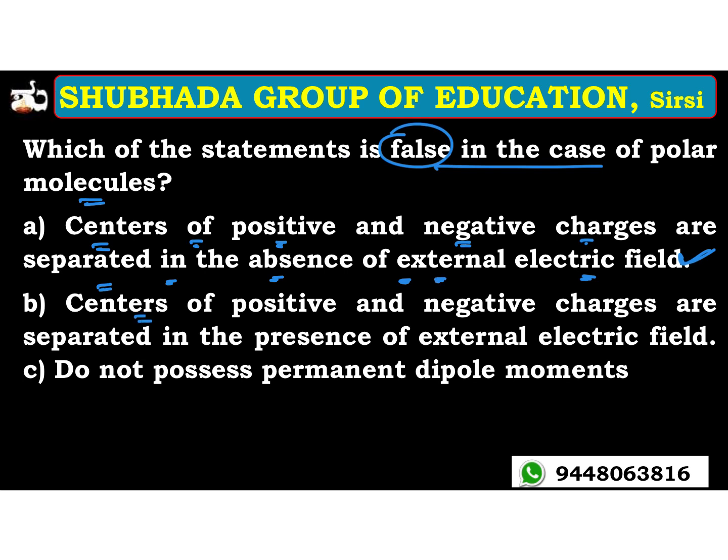Similarly, the centers of the positive and negative charges are separated in the presence of external electric field. Here it is the absence as well as presence. Both are true. There should be separation in the centers of positive and negative charges. Do not possess the permanent dipole moment. This is actually the false statement, because the polar molecules do possess the permanent dipole moment. So that's the reason why option C is the right answer, which is the false statement about the polar molecules.